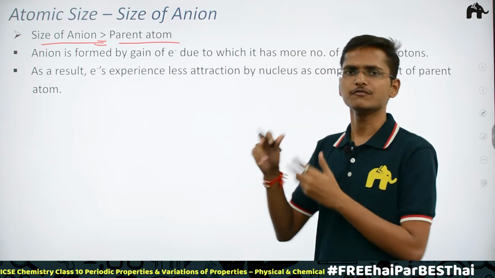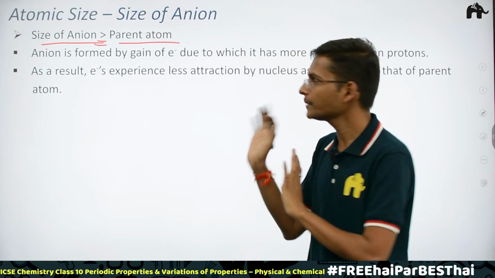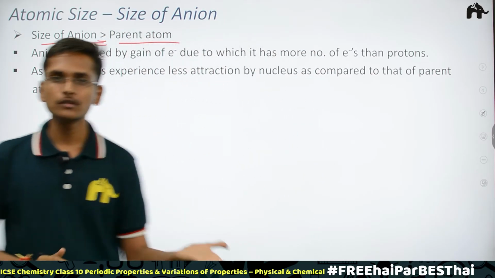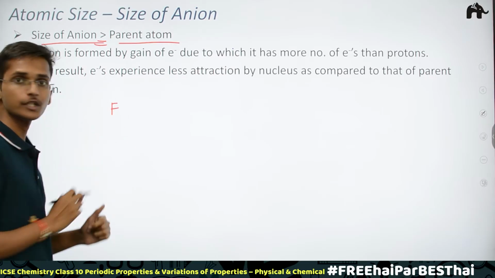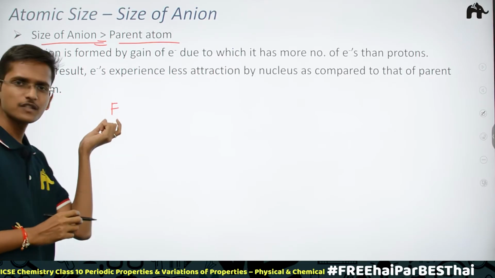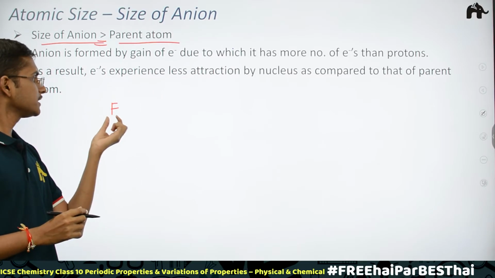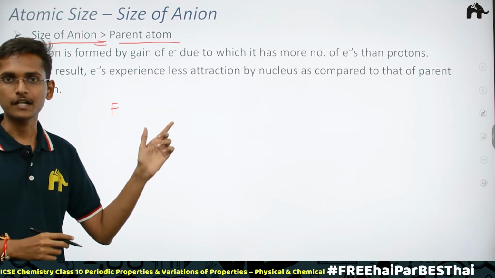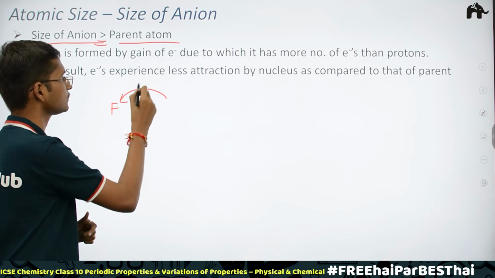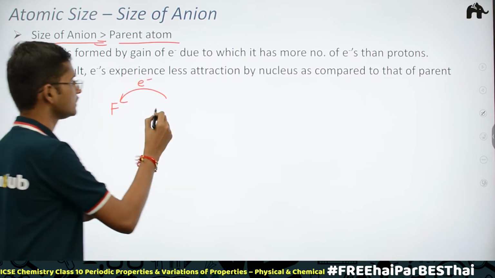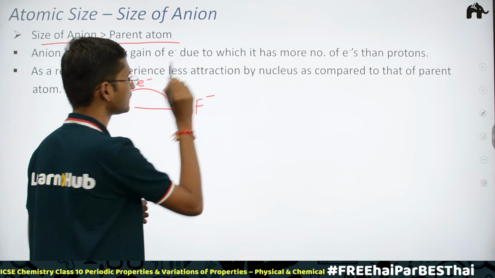Okay, parent atom means the atom from which the anion is formed. Now, same story, we will go on. In this case we will take an example of fluorine. This is the fluorine atom. Now I am telling it, yes, you be an anion right now. So what would it do? It would accept an electron. So here it becomes an F minus ion.